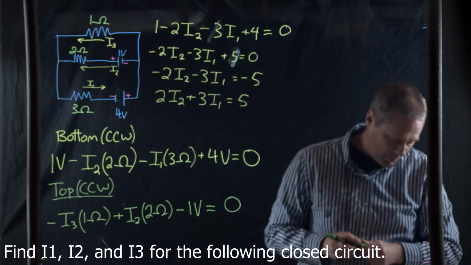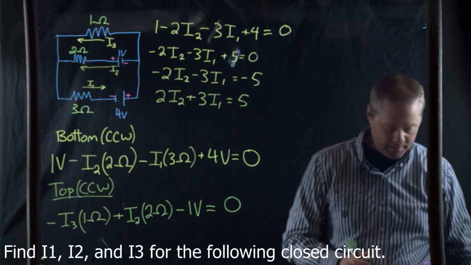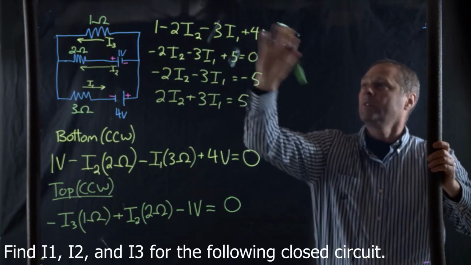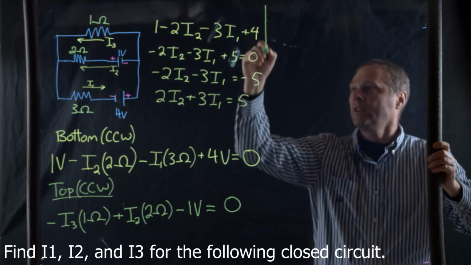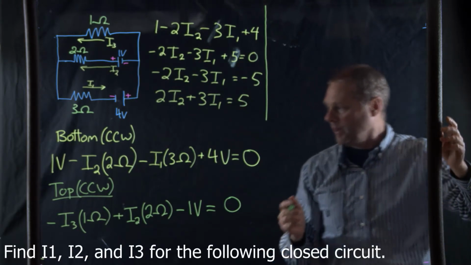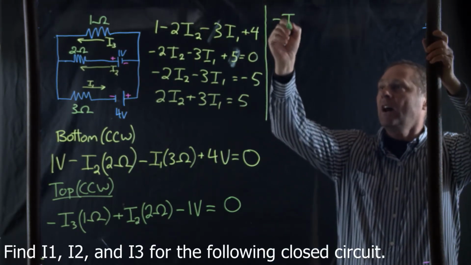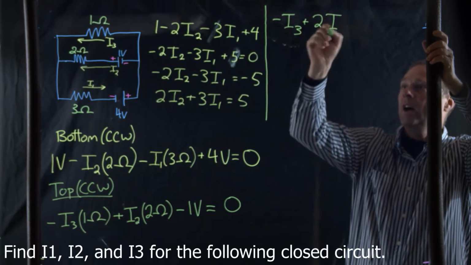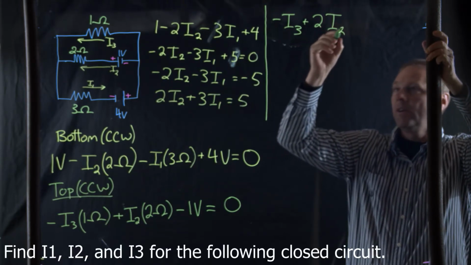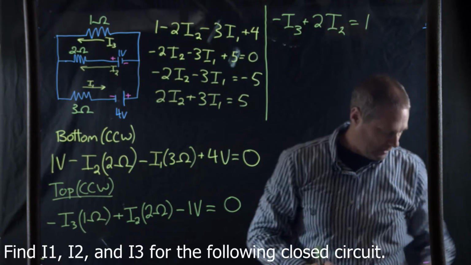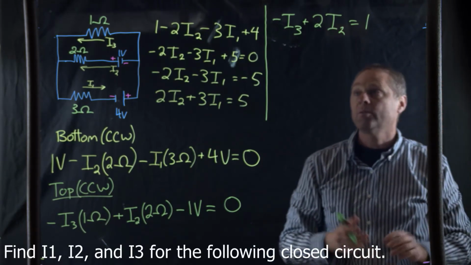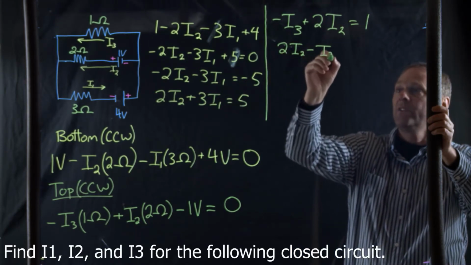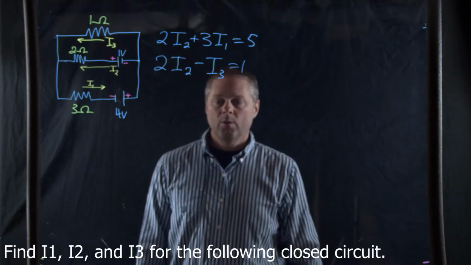So if we look at the top loop, I'm going to erase this 0, get that out of our way. Just draw a line to kind of sort it. Oops, that's not the brightest. Okay, so this becomes minus I3 plus 2I2 is equal to 1. All right, and if we wanted to rearrange it, we could have it as 2I2 minus I3 is equal to 1.